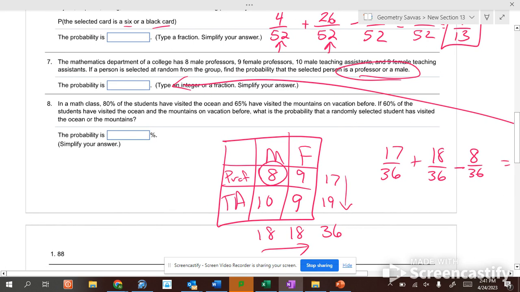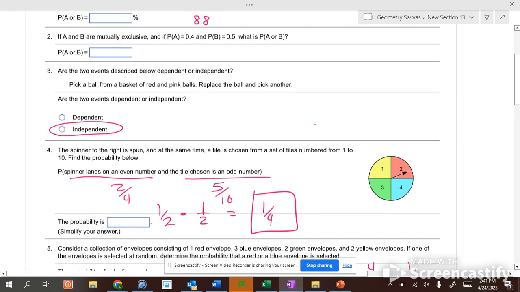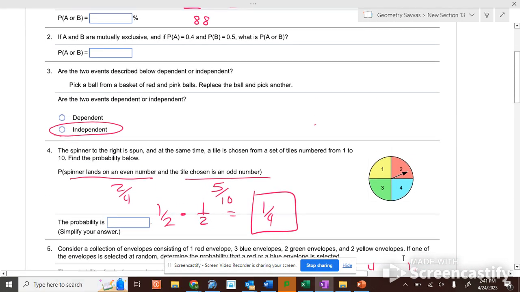Okay, I'll let you figure out the last one on your own. There's 8 problems that you'll have to do on the second assignment.